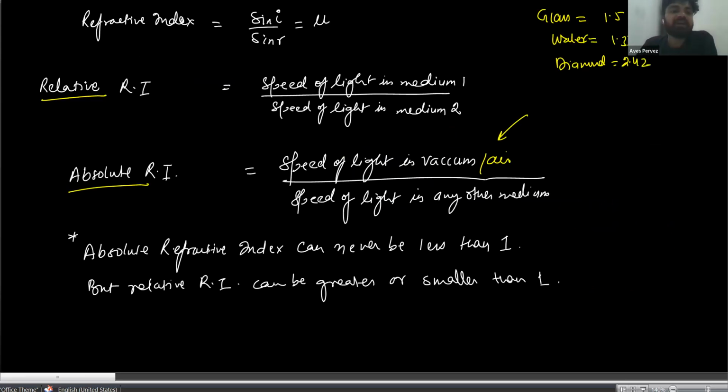Now, the refractive index is sin i by sin r, that is mu. But the refractive index can also be the ratio of the speed of light in one medium to the speed of light in a second medium. Got it? So there are two types of refractive index. One is the relative refractive index, and another one is absolute.